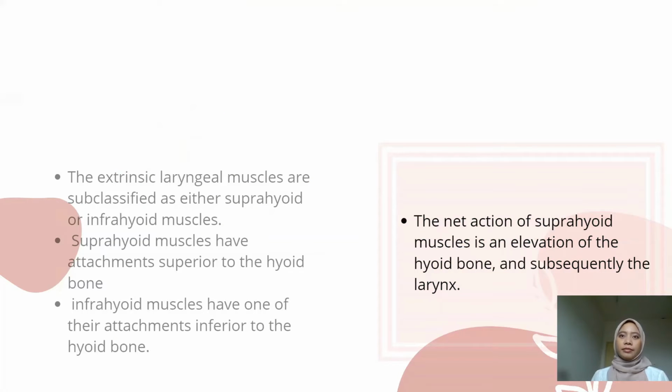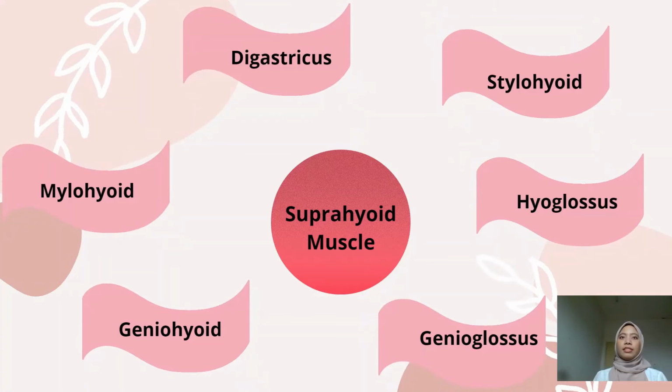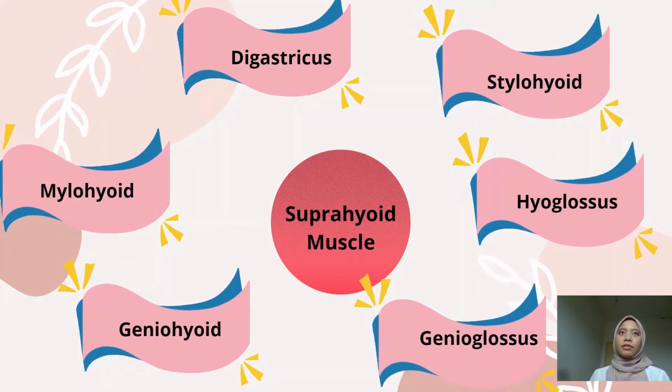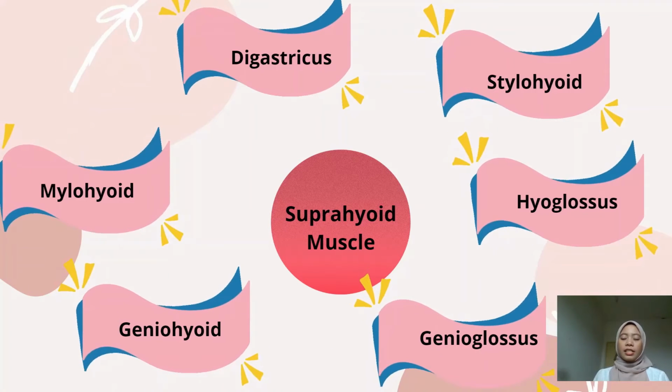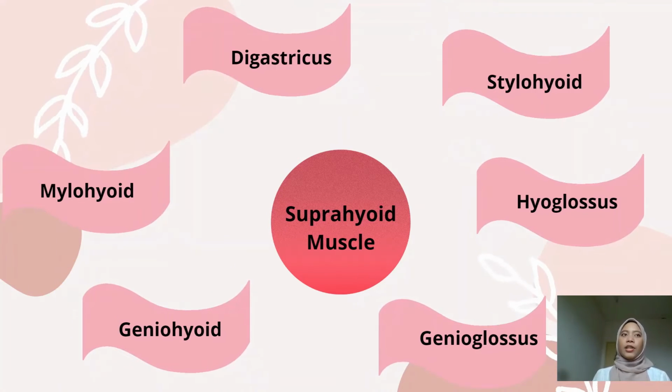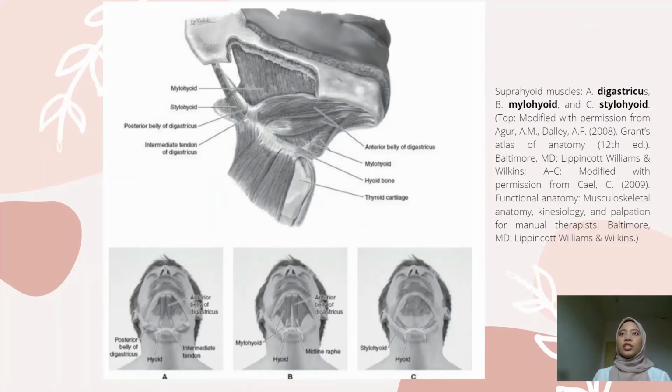Next, there are six types of muscle in the suprahyoid muscles. The first one is digastricus, stylohyoid, hyoglossus, genioglossus, geniohyoid, and also mylohyoid. And this is the structure of the suprahyoid muscles: digastricus, mylohyoid, and stylohyoid.